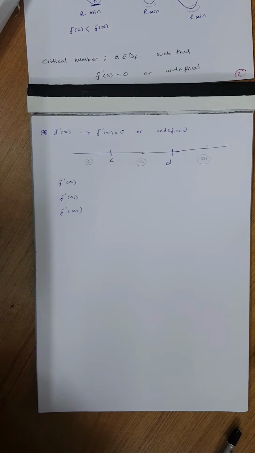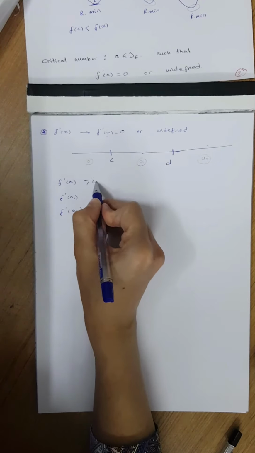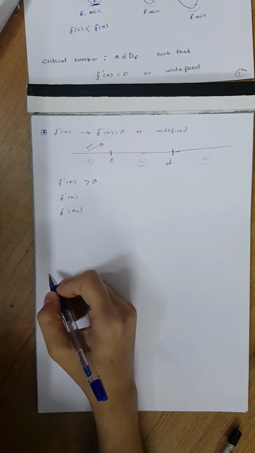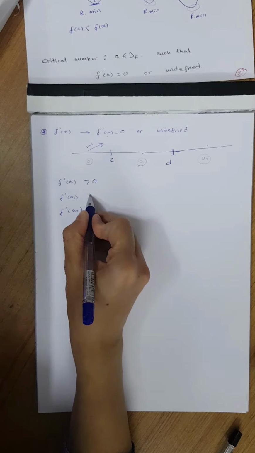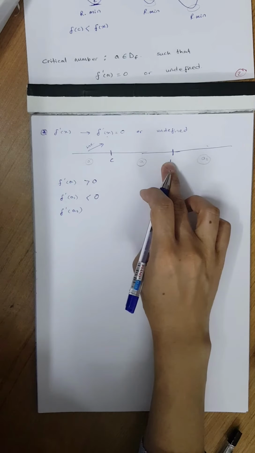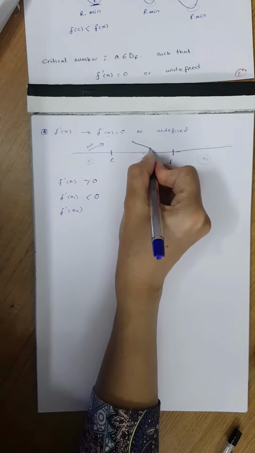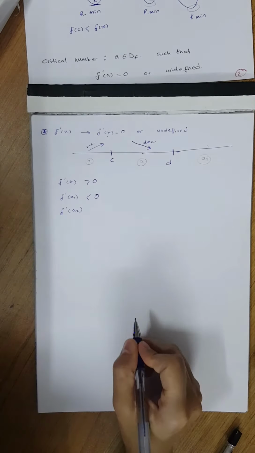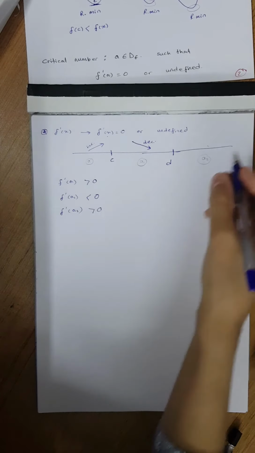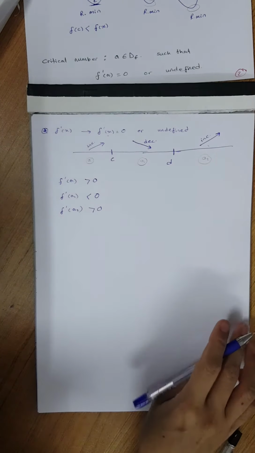If these ones are greater than 0, that means the function is increasing in that interval, as we talked about previously. If it is less than 0, look, a1 is between c and d. So since f prime of a1 is less than 0, that means the function is decreasing in that interval. And for example, if you have got f prime of a2 greater than 0, that means the function is increasing in that interval.